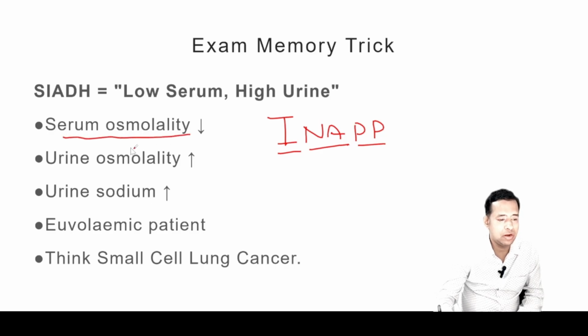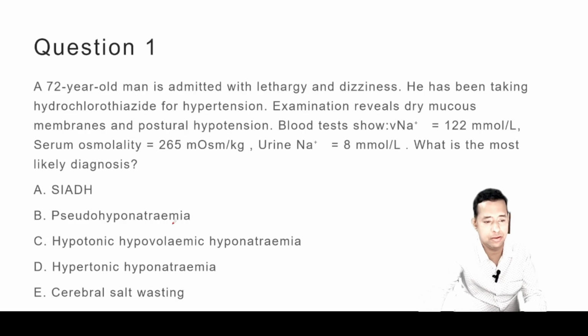Sodium, serum osmolality decrease; urine osmolality, plasma, increase. Urine sodium is also increased, and the patient is euvolemic, so think small cell lung cancer. You have to know this. We will be resuming with questions now.